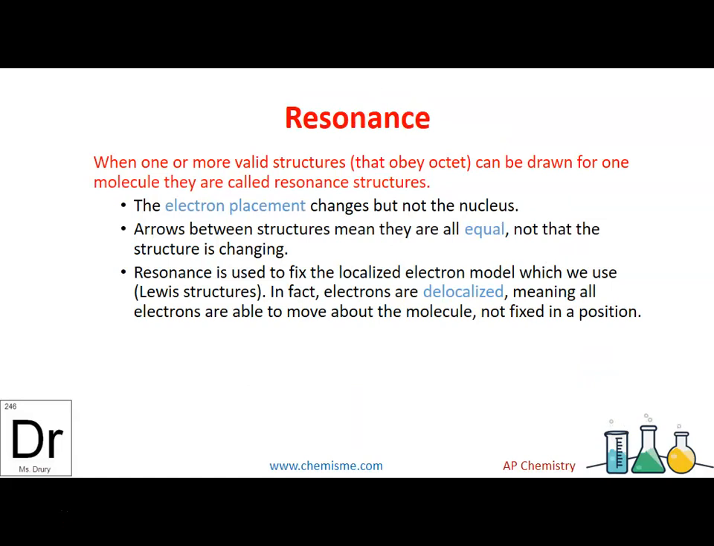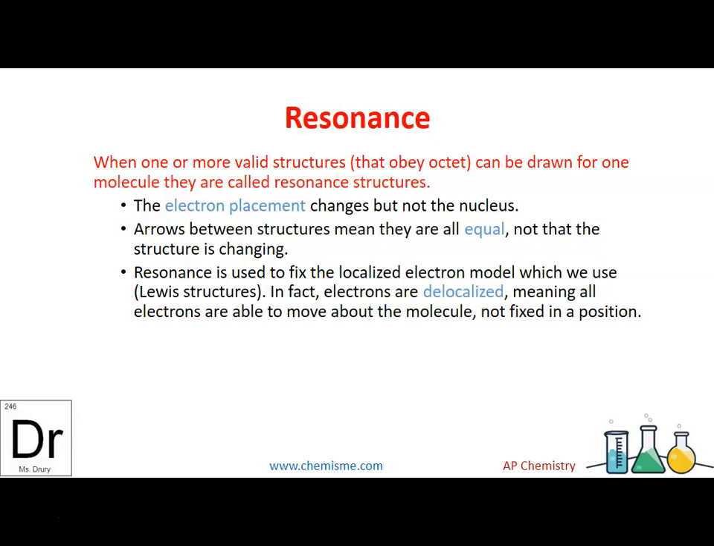So resonance is when one or more balanced structures that obey the octet can be drawn for one molecule. They're called resonance structures. The electron placement changes, but not the nucleus. So you're not changing where the C's or the O's are. You're changing where your double bonds are. The arrows between the structures mean they're all equal, not that the structure is changing.